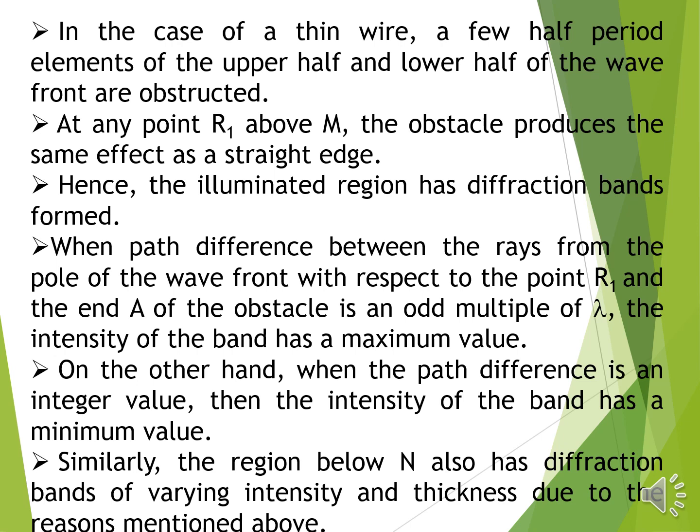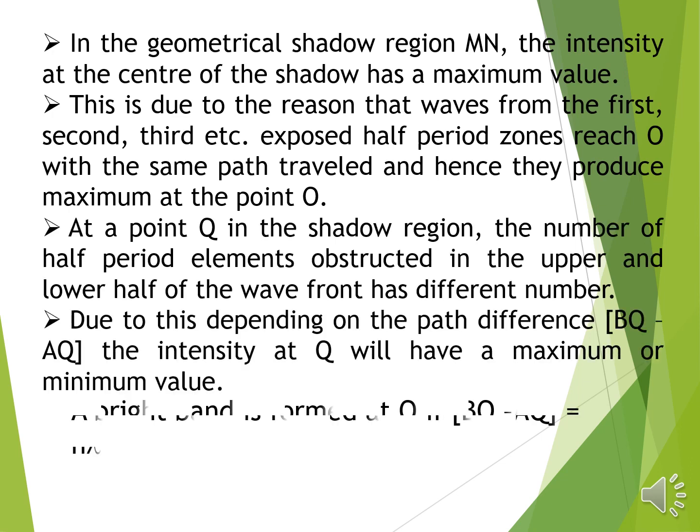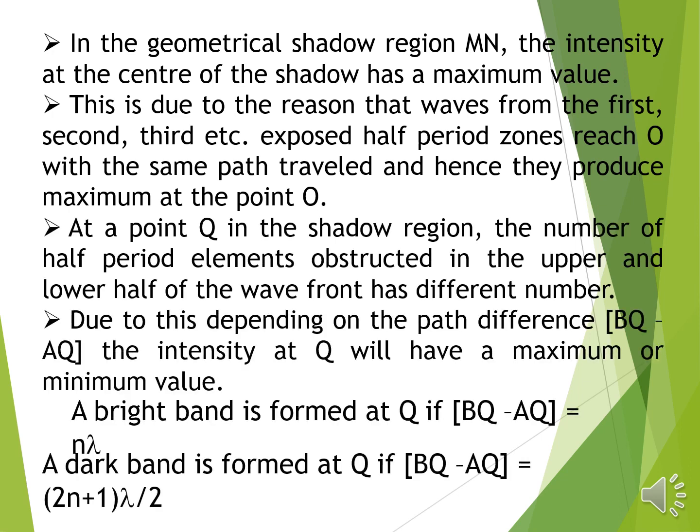On the other hand, if the path difference is an integer multiple of lambda, then the intensity of the band has a minimum value. Now, it also can be shown that the region below N has diffraction bands of varying intensity and thickness due to the reasons mentioned above. Now in the geometrical shadow region MN, the intensity at the center of the shadow has maximum value. What we have? First, a bright band.